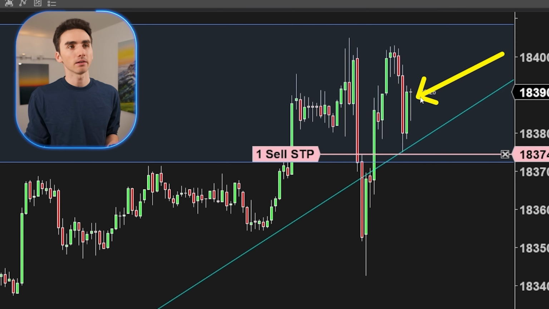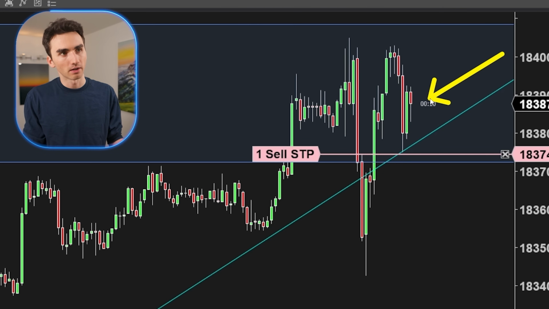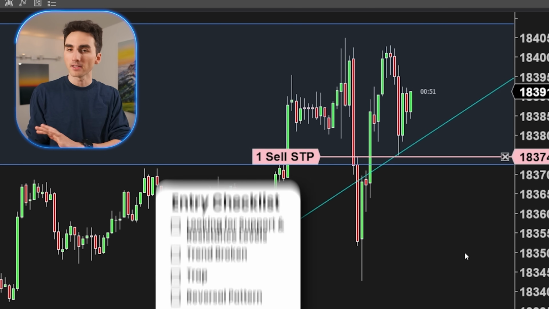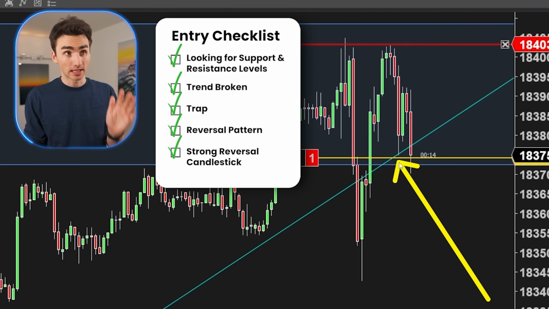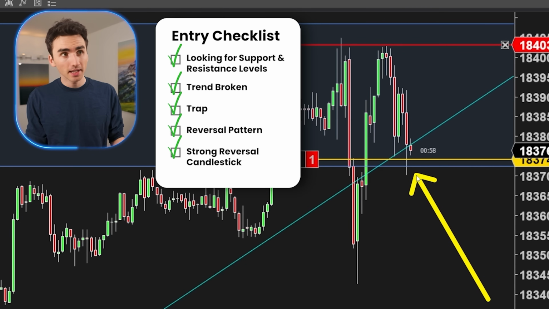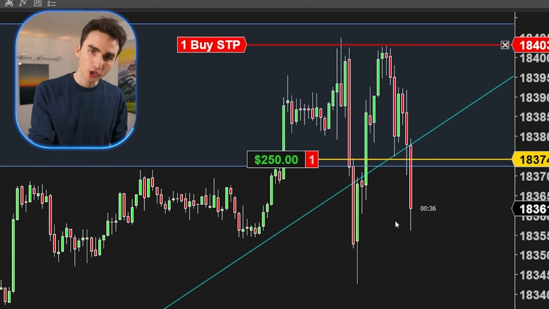And then from there, the market just chopped around for a little while. And so my thought was, okay, that's okay. I wanna get in on a break of the low of this candlestick. And so it then breaks that. And then from there, it shoots lower.